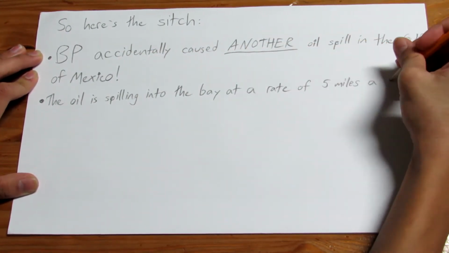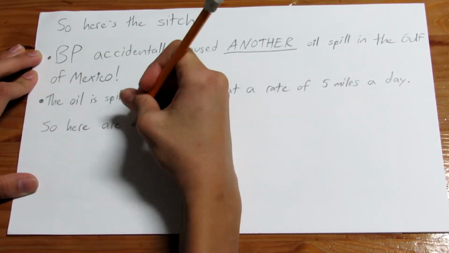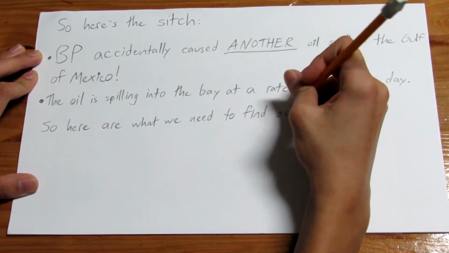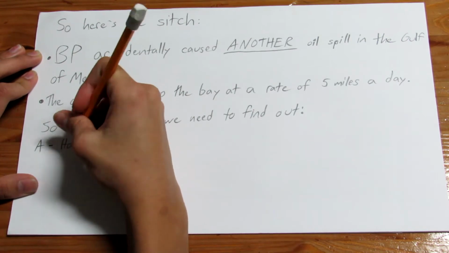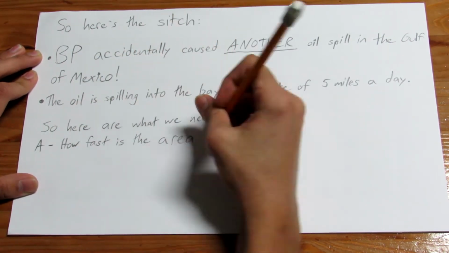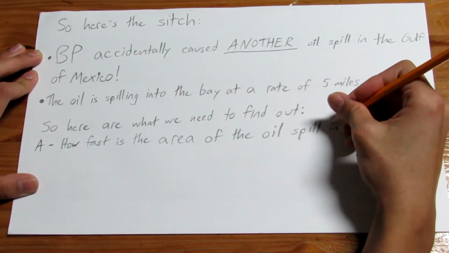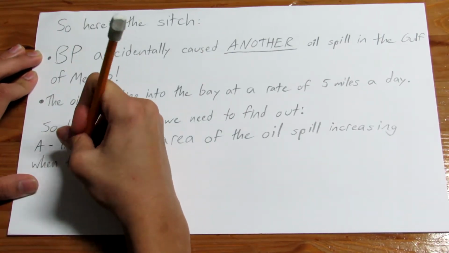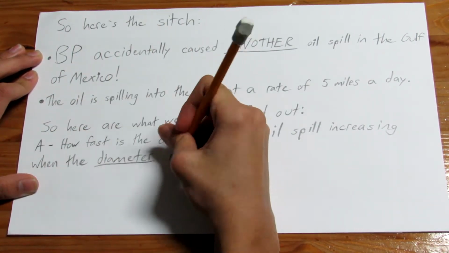Here's the situation. BP accidentally caused yet another major oil spill in the Gulf of Mexico. You'd think they'd learn from their mistakes, but nah. Anyways, the oil spill, which has taken a circular shape, is spilling into the Gulf at a rate of 5 miles a day and is indefinitely increasing.